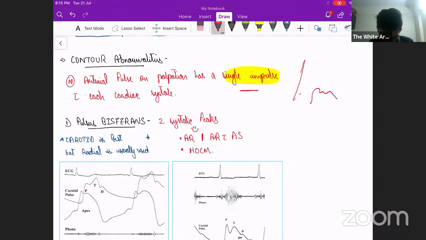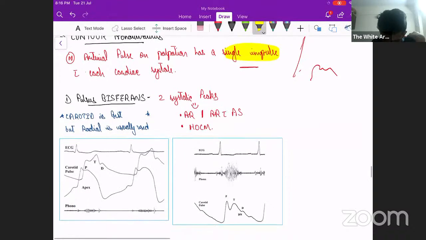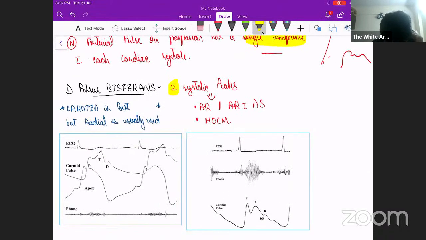So next we'll come to the abnormalities. Okay, so one is pulsus bisferiens. Do not confuse this with pulsus bigeminus. This is pulsus bisferiens. Over here there will be two systolic peaks. Bigeminus was different. Pulsus bisferiens is an abnormal contour, an abnormal character of the pulse. Okay, and again, this can be asked in your viva.